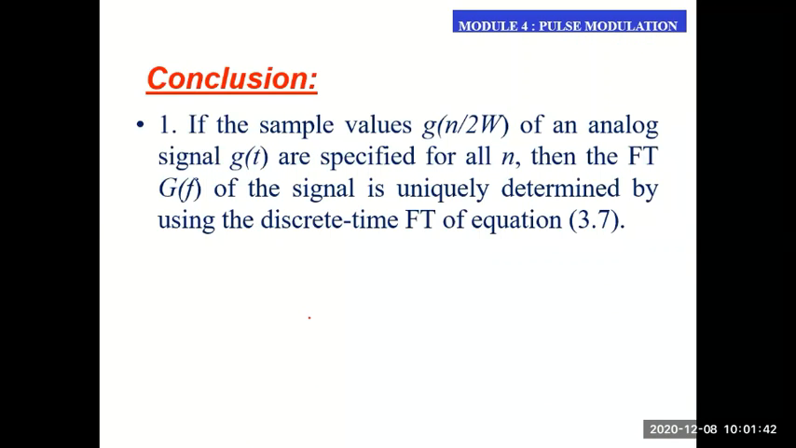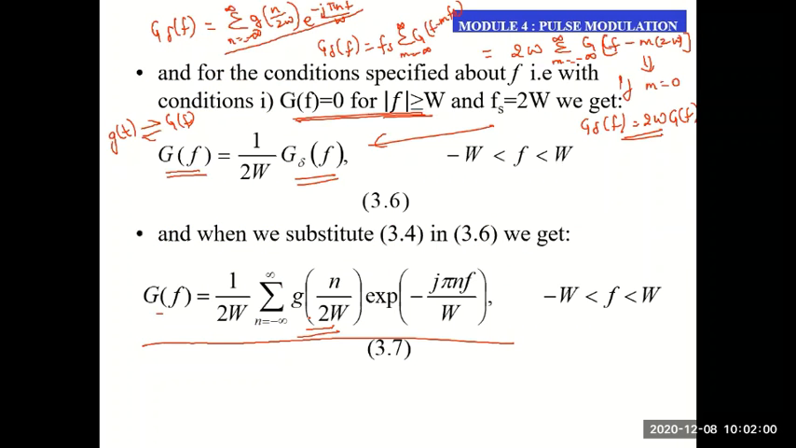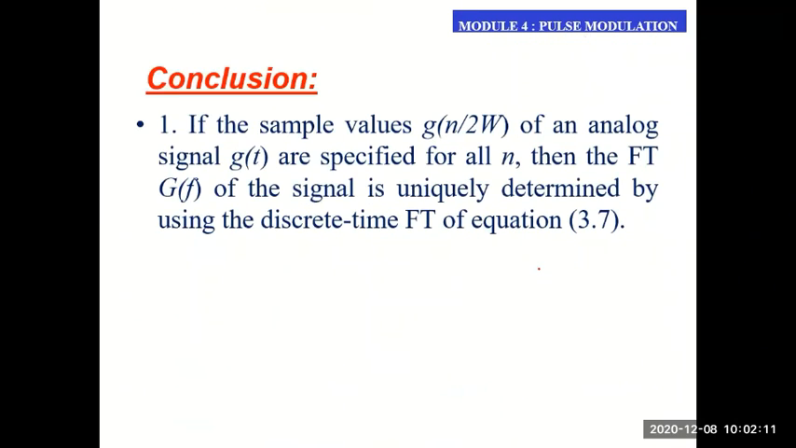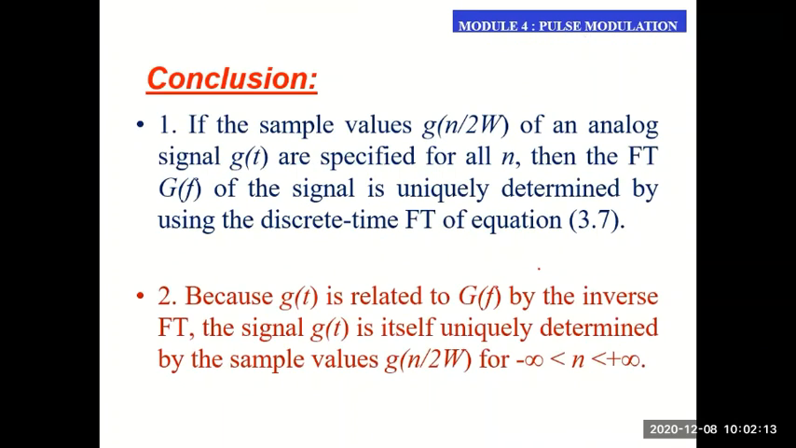It's written here also. So if the sample values of an analog signal are specified for all n, for all the n values between minus infinity to plus infinity, then the Fourier transform of the signal is uniquely determined using the above equation, the discrete time Fourier transform (DTFT) equation, equation 3.7. This is another important equation which you should remember. Everything you have to practice.